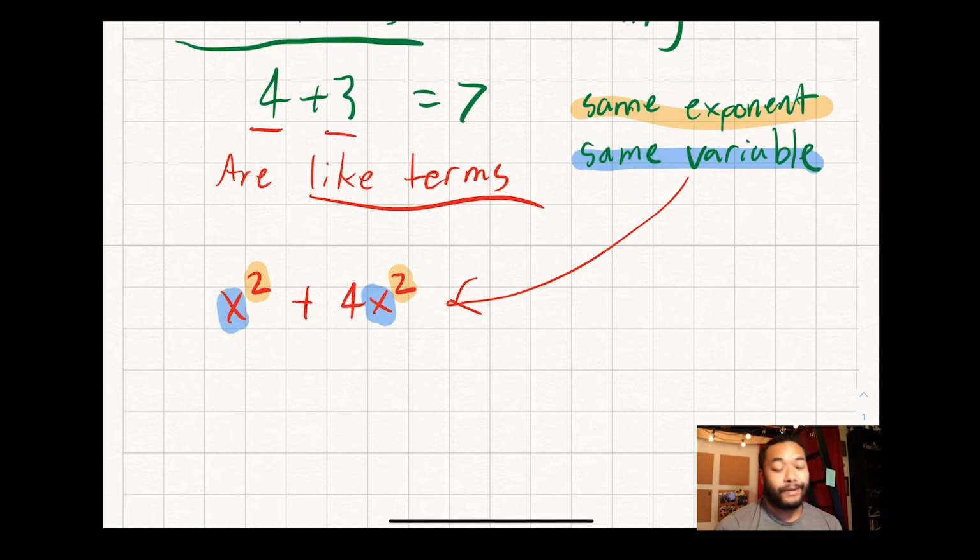It doesn't matter what 4 is, and we hopefully know that if I have x squared, then there's an invisible 1 in front of it always. That is the coefficient in front of x squared. And in this case, 1 and 4, it doesn't matter if they're different. All that matters is I have the same variable and I have the same exponent. These two numbers are like terms.